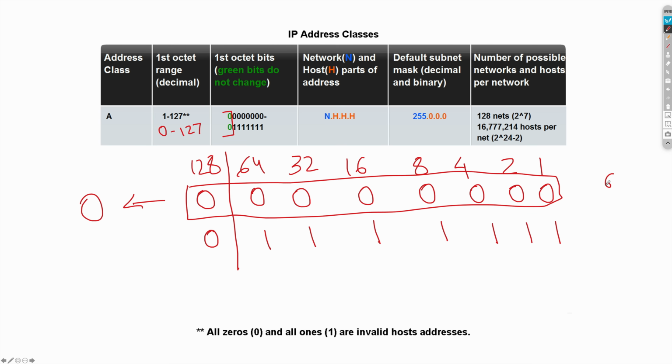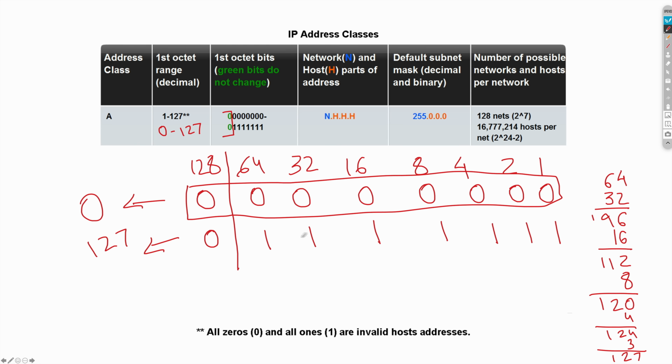So let's quickly add up. What's 64 plus 32? That's 96. What's 96 plus 16? That is 112. And what is 112 plus 8? That is 120. If we were to add 4, that's 124. We add 2 plus 1. Add 3 to it, that's 127. What we get when all the bits are set to 1 is 127, as shown by the math here.